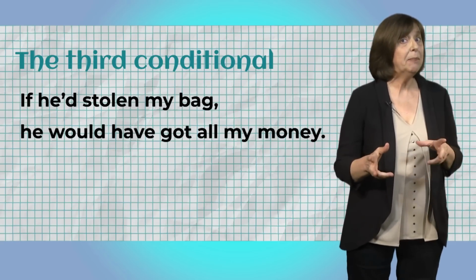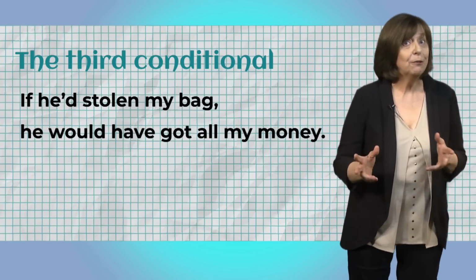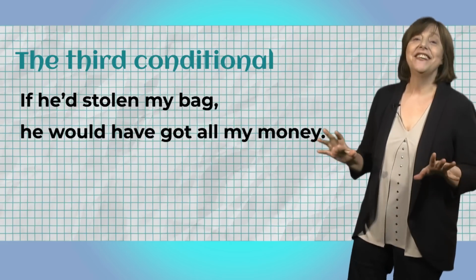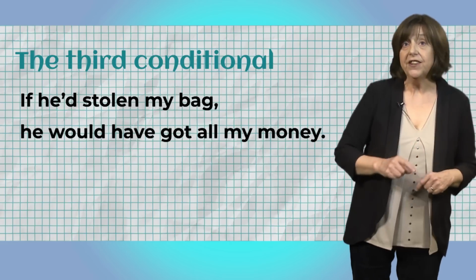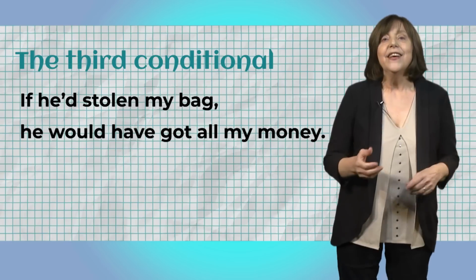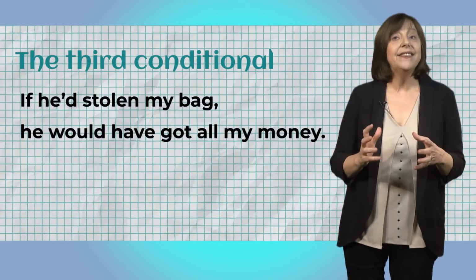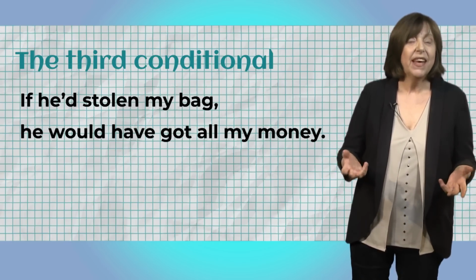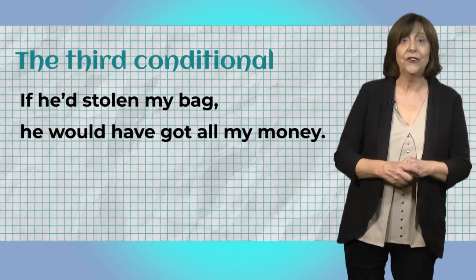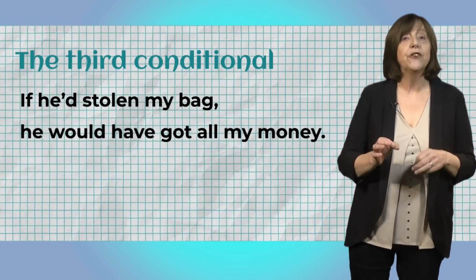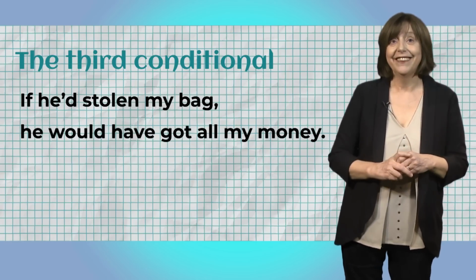Did he steal my bag? No. And did he get all my money? No, he didn't. We use the third conditional to talk about things that didn't happen. So what I'm doing here is imagining events in the past that didn't happen. It's an unreal past. We use the third conditional to imagine how things could have been different.